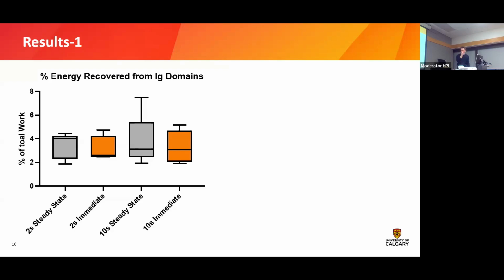And this is because the 0.2 seconds essentially was not able to be analyzed in this way because we had some data artifacts, because we only have like 3 to 4 frames of images over that very, very short period. So what we saw here is that immunoglobulin domains recovered positive energy in all cases. There was no effect of the time on shortening, so no effect of how long it took us to shorten, and also no hold effect in terms of the percentage of total work.